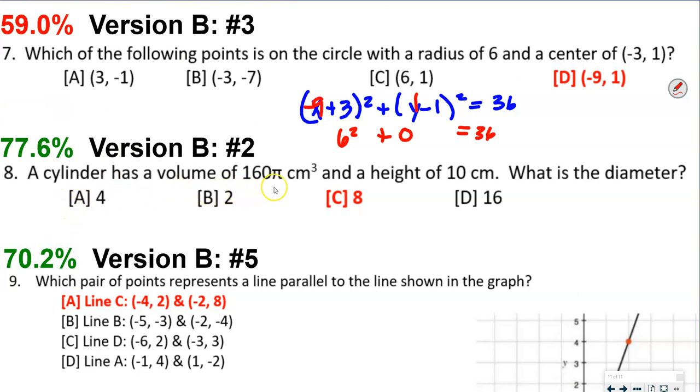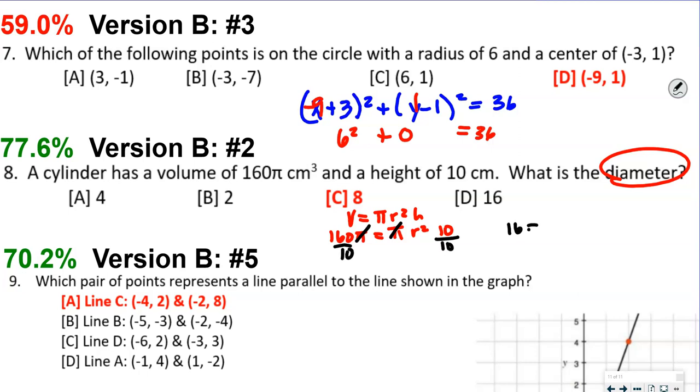Number 8 says a cylinder has a volume of 160 pi centimeters cubed and a height of 10 centimeters. What's its diameter? Diameter, right? Pay attention to that. So this is going to be volume is equal to pi r squared h. So this is going to be 160 pi is equal to pi r squared, and our height is 10, right? So the pi cancels out on both sides. We're going to divide both sides by 10. So that's going to give us 16 is equal to r squared. So we're going to take the square root of both sides. So r is equal to 4, but that's not what it asked us for, right? So we're going to go 2 times 4 to get our diameter, right? So that's why it's 8.